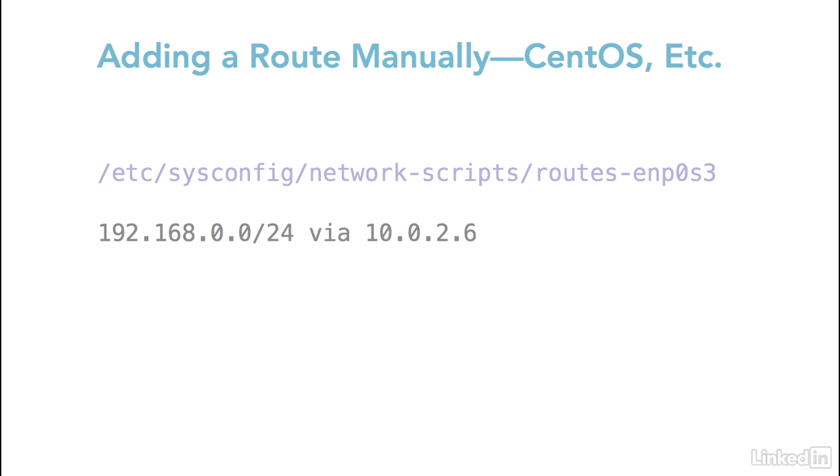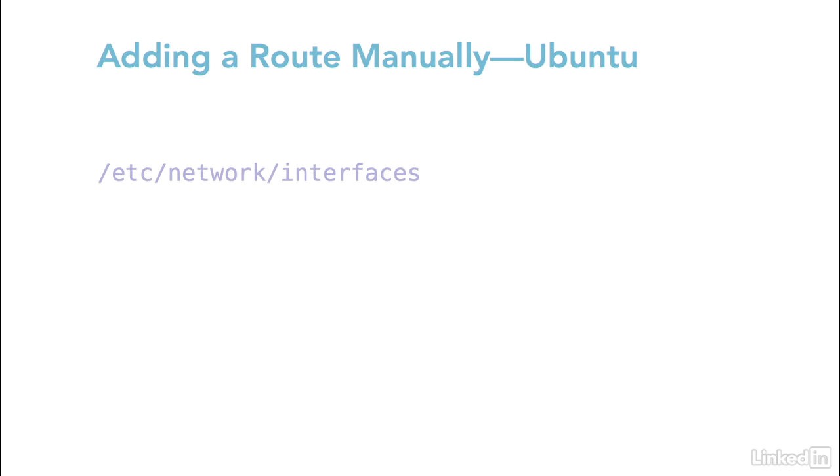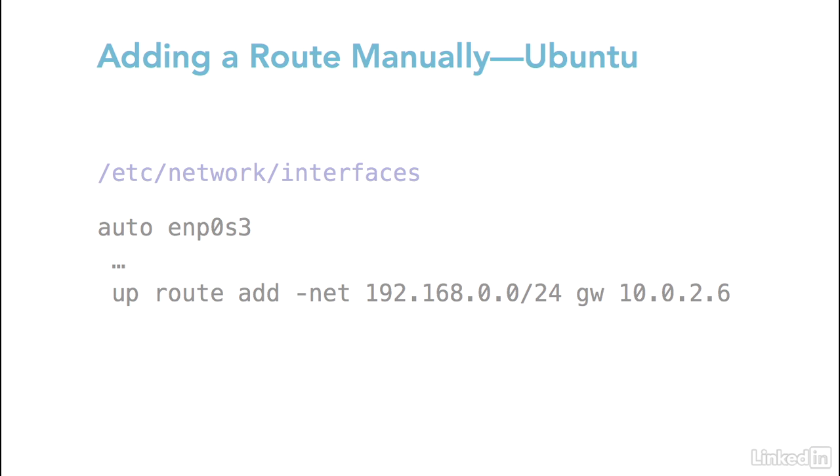The second way, to set it manually if you're not using Network Manager, is to add the route to the configuration file. On CentOS, Fedora, and Red Hat, you'd create a file called routes-connection name, like routes-enp0s3, that corresponds with the ifcfg file that you're using. And you'd put in the same information in a little bit different way, in this case the network, via the gateway. Or, manually on Ubuntu, add it to the interfaces file under your interface stanza. In this case, it would read up route add -net and the network, gw for gateway, and then the gateway address, which is our router.